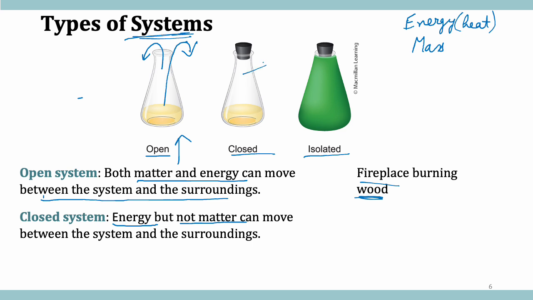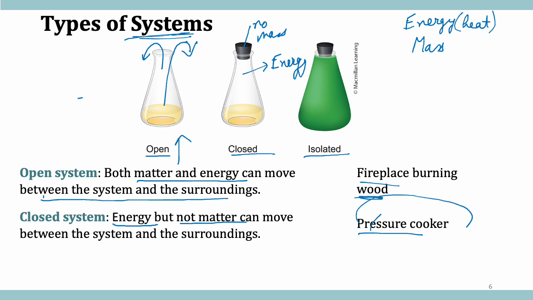So I can pass energy between the system and surroundings, but no mass. Mass cannot be exchanged. It's closed for mass. Example: a pressure cooker, or an Instant Pot. Whenever we are cooking food inside of it, usually the heat can be transferred inside and outside of the cooker, but the food does not come out of the Instant Pot or pressure cooker unless you open it up, right?